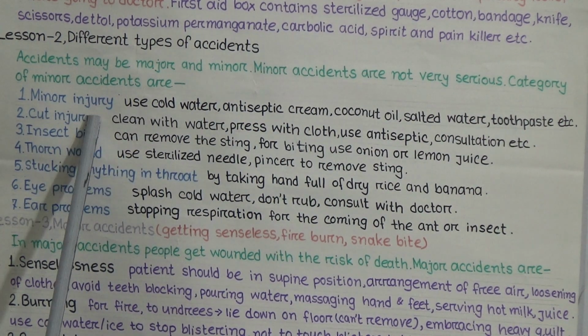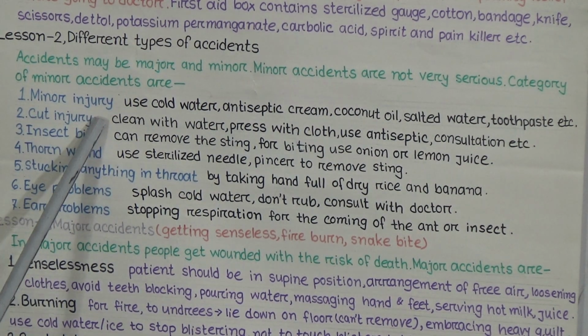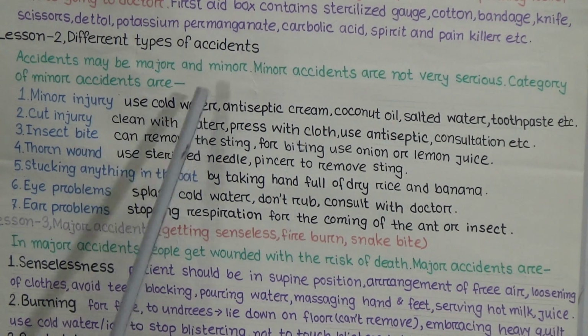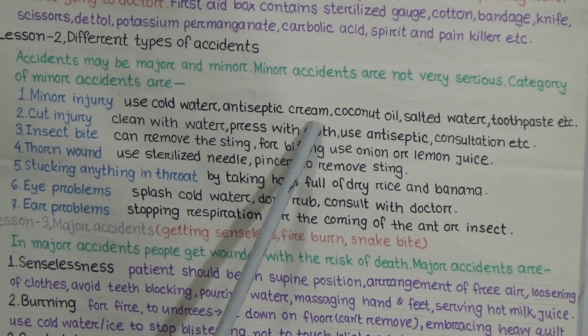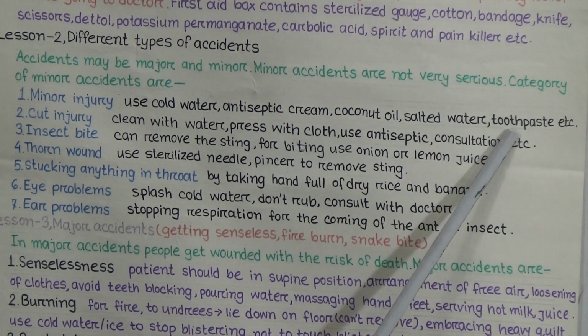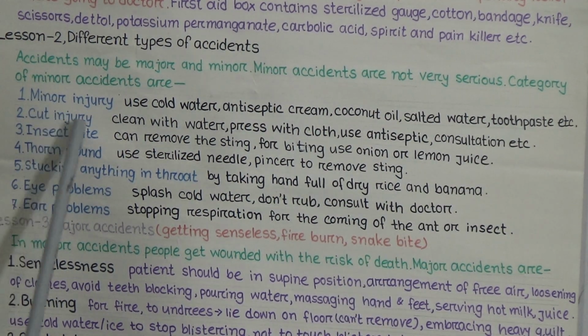First, minor injury. If anyone gets a minor injury, what can we do, or what can that person do? First, use cold water. After using cold water, we can use antiseptic cream. Then we can use coconut oil, salted water, toothpaste for remedy. Number 2, cut injury.